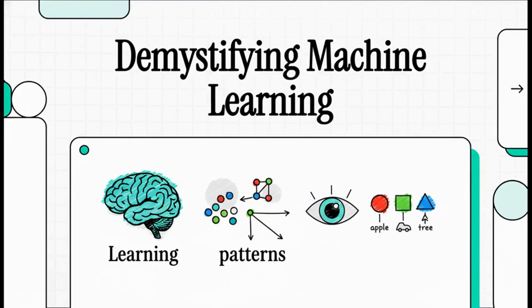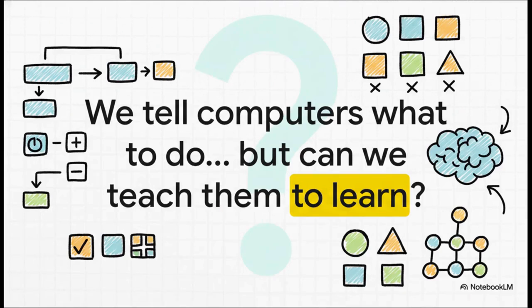All right, today we're going to pull back the curtain on one of the coolest ideas in tech right now: machine learning. We're going to talk about how we can get a computer to do something amazing, not just follow orders, but to actually learn and see patterns all by itself. You know, for the longest time, programming was all about giving computers a super specific step-by-step to-do list. But what if there was another way?